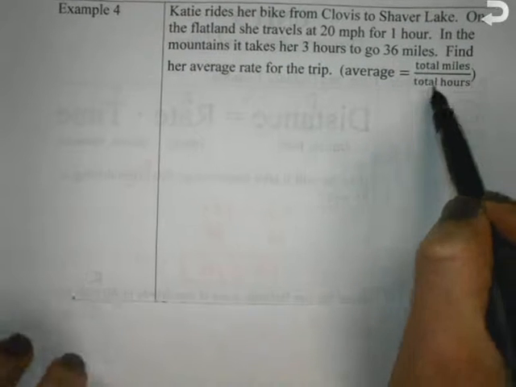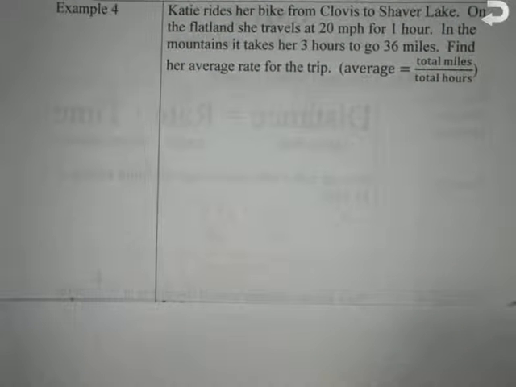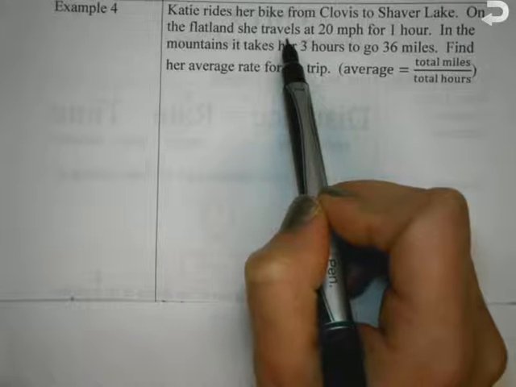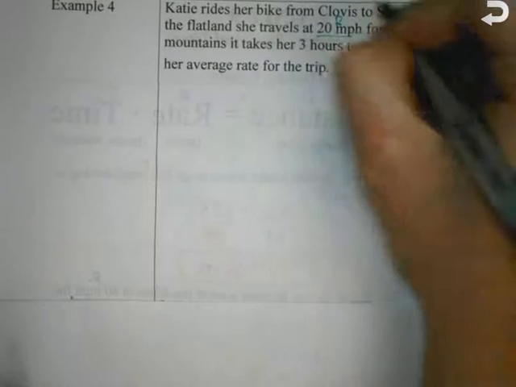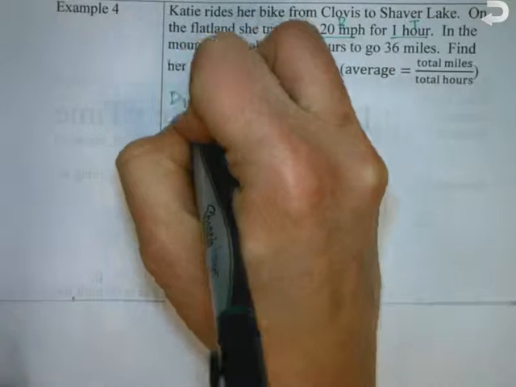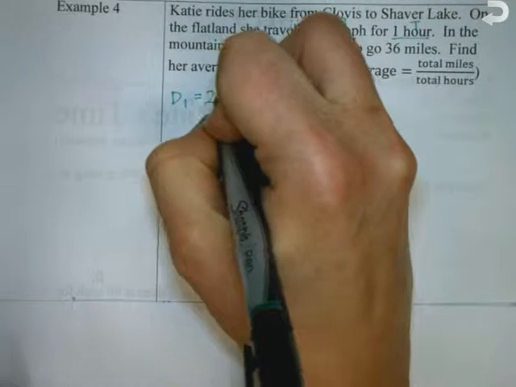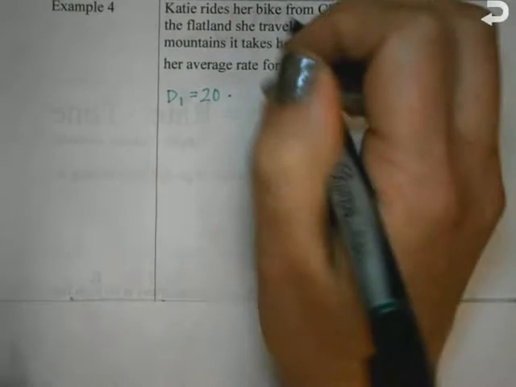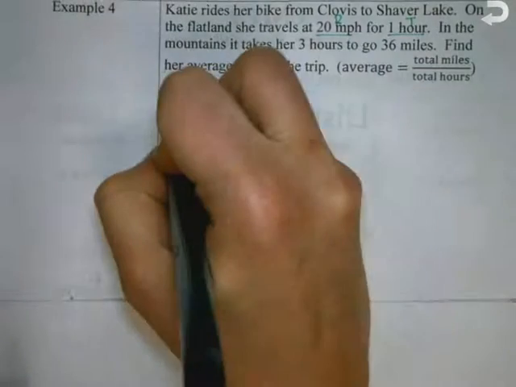For the first part, do we know how many miles she traveled yet? No, but we know her rate and her time, right? So let's do that. So rate and time. So this is distance 1 equals 20 times, what was her time? 1 hour. So how far did she travel? 20 miles, in the first part, on the flat part. Okay, now let's read the next part.